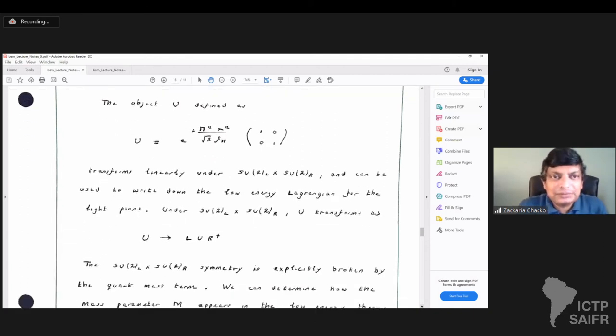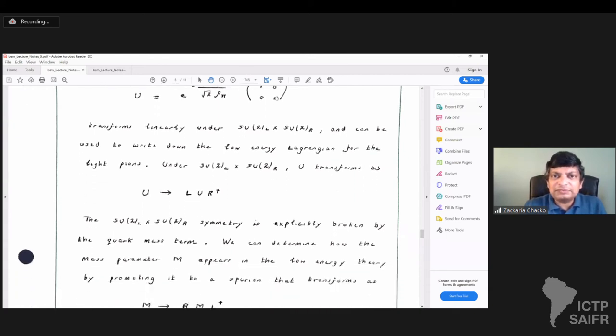The Goldstone bosons are contained in pi, the three pions. We can construct this object U defined in this way, which transforms linearly under SU(2)_L x SU(2)_R and can be used to write down the low energy Lagrangian for the light pions. Since this object transforms linearly, it's convenient to write down interactions for the pions with U. Under SU(2)_L x SU(2)_R, U transforms as L U R dagger, and the VEV of U is what's breaking down to the diagonal L plus R.